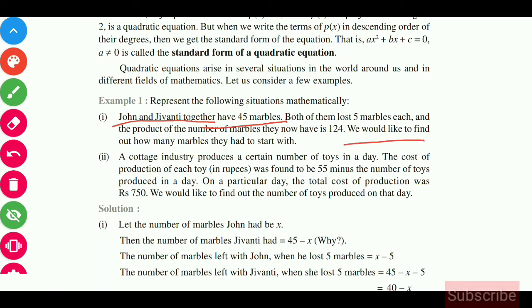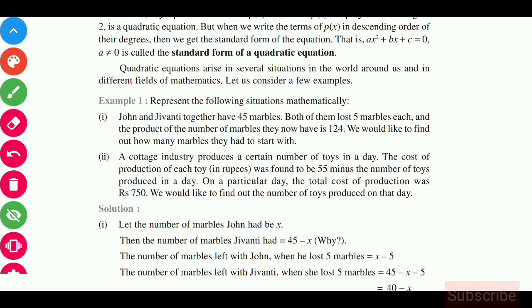What would we like to find? We would like to find out how many marbles they had to start with. So let the number of marbles with John be x and that with Jivanti be y. Now we are given the relation that both of them lost 5 marbles each.